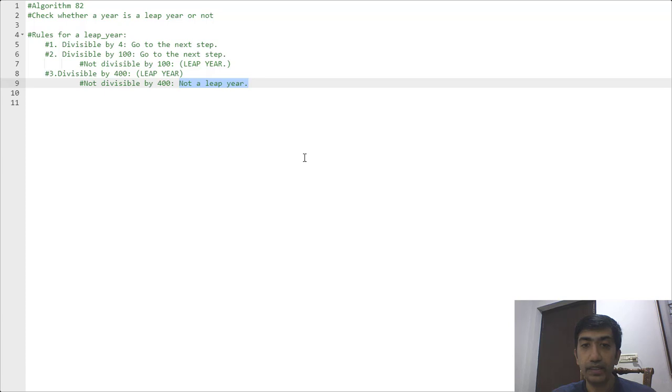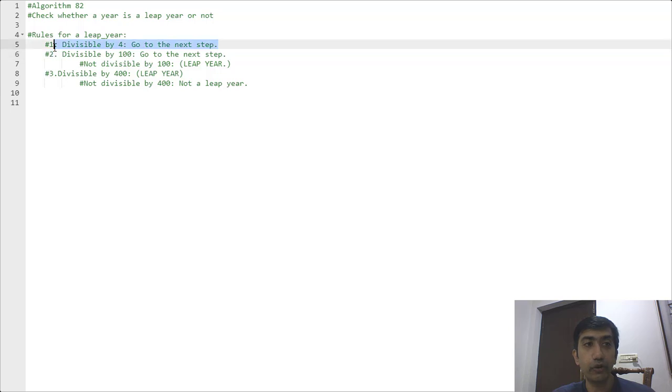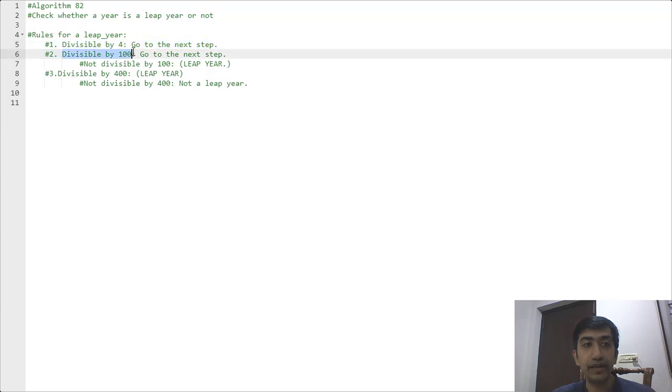I hope I have made this clear to you. Let me go through it again. If a given year is not divisible by 4, then it is not a leap year. However, if it is divisible by 4, we go to step number 2. We check if it is divisible by 100. If it is divisible by 100, then we check if it is divisible by 400.